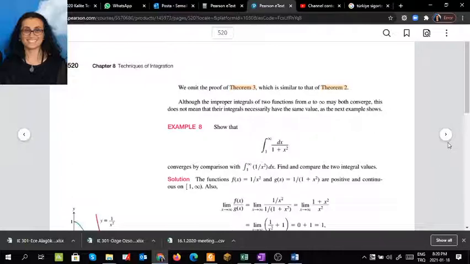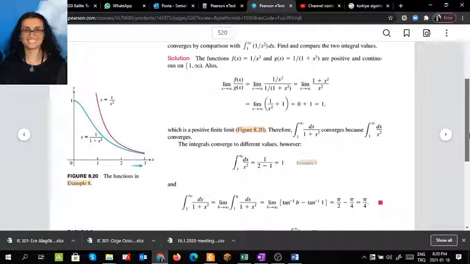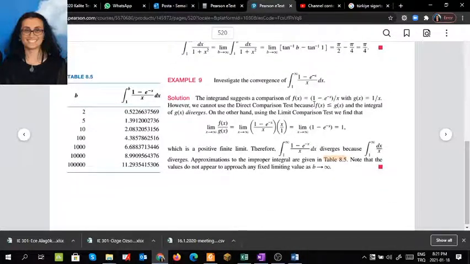Okay, here's another example. See, we are comparing it again with 1 over x squared, so it is very common to compare with 1 over x to the p. Okay, I'm going to just skip that. They're asking about the convergence of this.